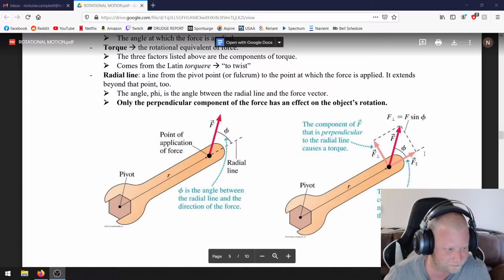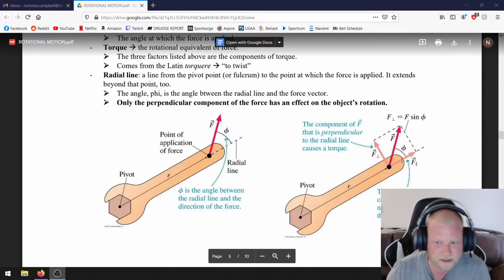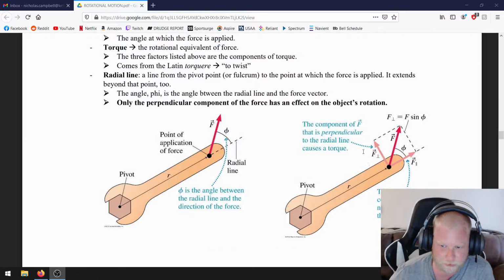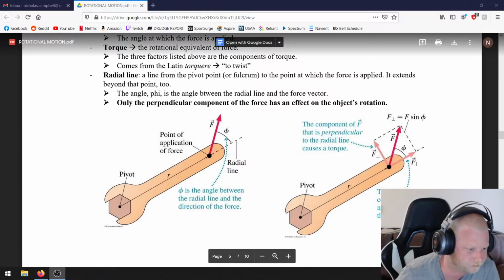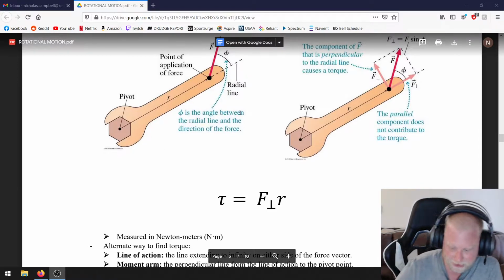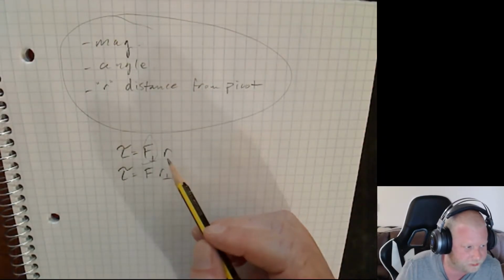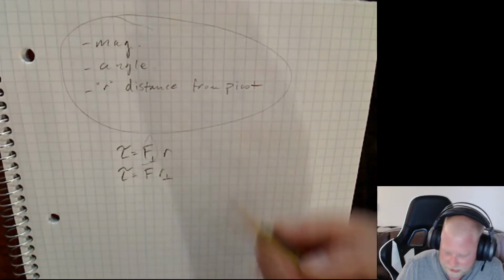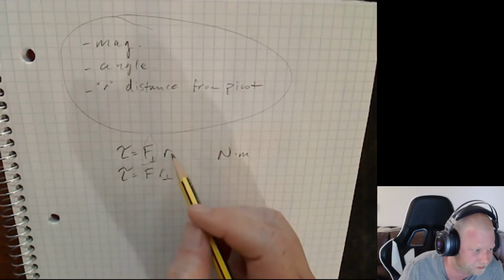If you look at the parallel component of that force, just imagine pulling backwards on a wrench. If you're pulling backwards on a wrench, you're never going to actually turn that wrench. So only these perpendicular components of a force to the radial line will contribute to any sort of rotational motion. And so if we're looking at it in terms of a radial line, only the perpendicular component of your force contributes to the overall torque. Now your torque is going to be measured in Newton meters, right? Force measured in newtons, radius measured in meters.